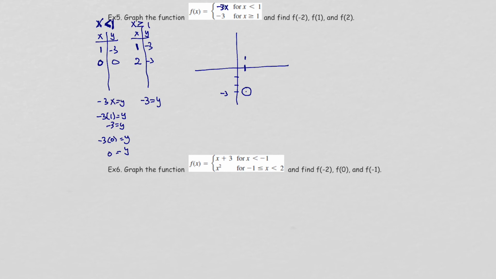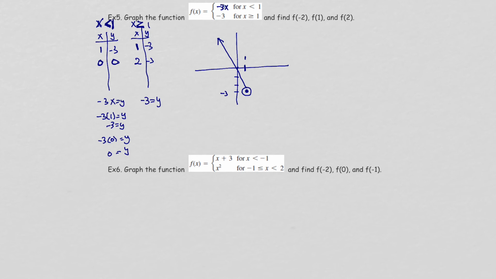When x is equal to 0, y is 0, and that will be that point. So my straight line starts from this point and passes through. Oops, hold on, undo. It should be a straight line, right? So it looks like that. The second one, when x is 1, y is -3. So that's the same point. But this time, because you have greater than or equal to, it's going to include that point. So it will be a dark circle.